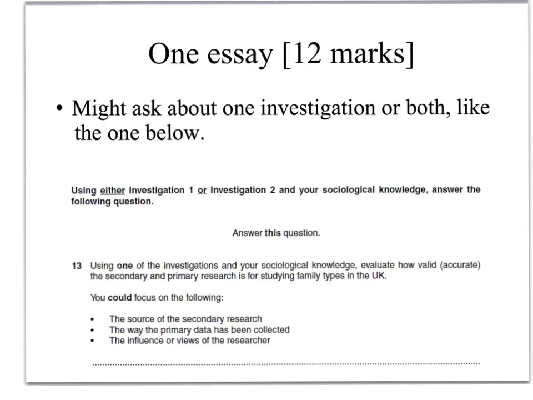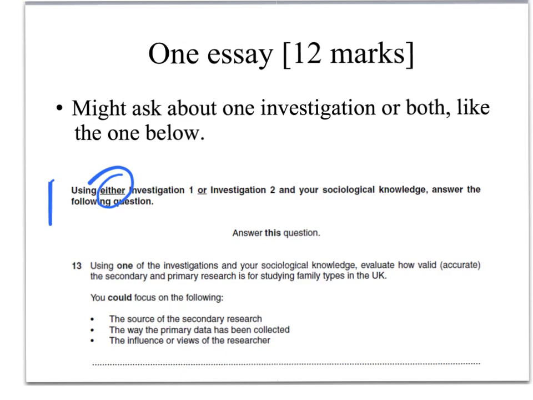Okay, this is the one essay that you will have in Unit 3. It's a 12 marker and it's at the end of the paper. So you have a first section about investigation 1, second section about investigation 2, and this third one will be an essay. Now, the essay might be focused on one or the other of the investigations, or like the one below, it could be both. Sorry, not like the one below, because this one's an either one. So either investigation 1 or 2.